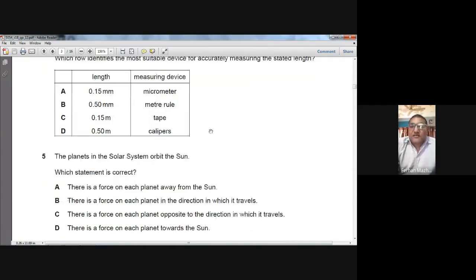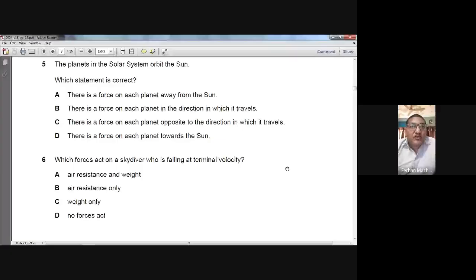Okay. Question number 5 is on your screen. The planets in the solar system orbit the sun, which statement is correct? There is a force on each planet away from the sun, no. There is a force on each planet in the direction in which it travels, no. There is a force on each planet opposite to the direction in which it travels, no. There is a force on each planet towards the sun, yes, we call it centripetal force, and that is provided by the gravity of the sun. So D is the choice. Question number 5, D is the choice.